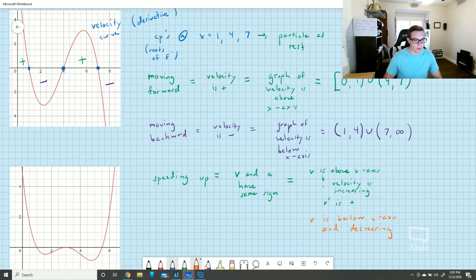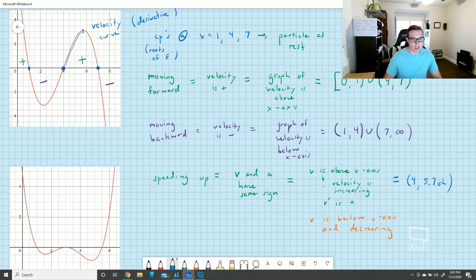So let's see if we can figure this out. First, velocity above the x-axis. Well, you already have those two spots. And it's increasing. Well, it's not doing that in the first part, but from this piece to this piece right here, this section right here, we have velocity increasing and it's positive. So from 4 to about 5.7-ish. So on the interval from 4 to about 5.7-ish.